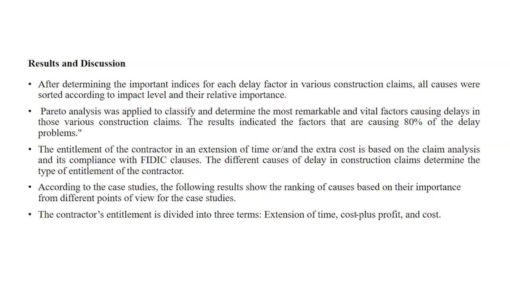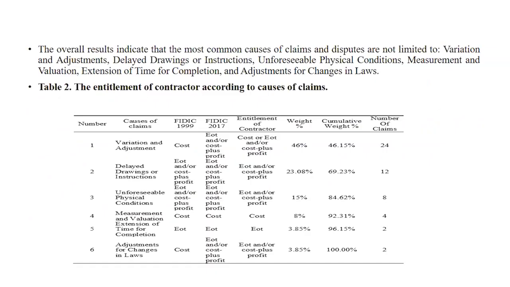The different causes of delay in construction claims determine the type of entitlement of the contractor. According to the case studies, the following results show the ranking of causes of claims based on their importance from different points of view. The contractor entitlement is divided into 3 terms: number 1, extension of time; number 2, cost plus profit; number 3, cost. Table number 2: the entitlement of the contractor according to causes of claims.